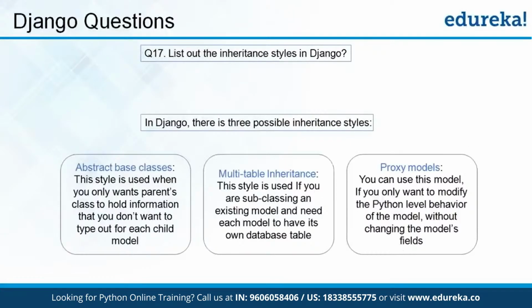Now, what are the different types of inheritance styles in Django? There are 3 possible inheritance styles. You've got abstract base classes, also known as ABC, multiple table inheritance, and proxy model. So what is an ABC? This style is used when you want the parent class to hold information that you do not want to type out for each child model. So basically you will have a particular parent class, and you would want the parent class to hold information, and you do not want to create it for each and every child class. That is where you use an ABC.